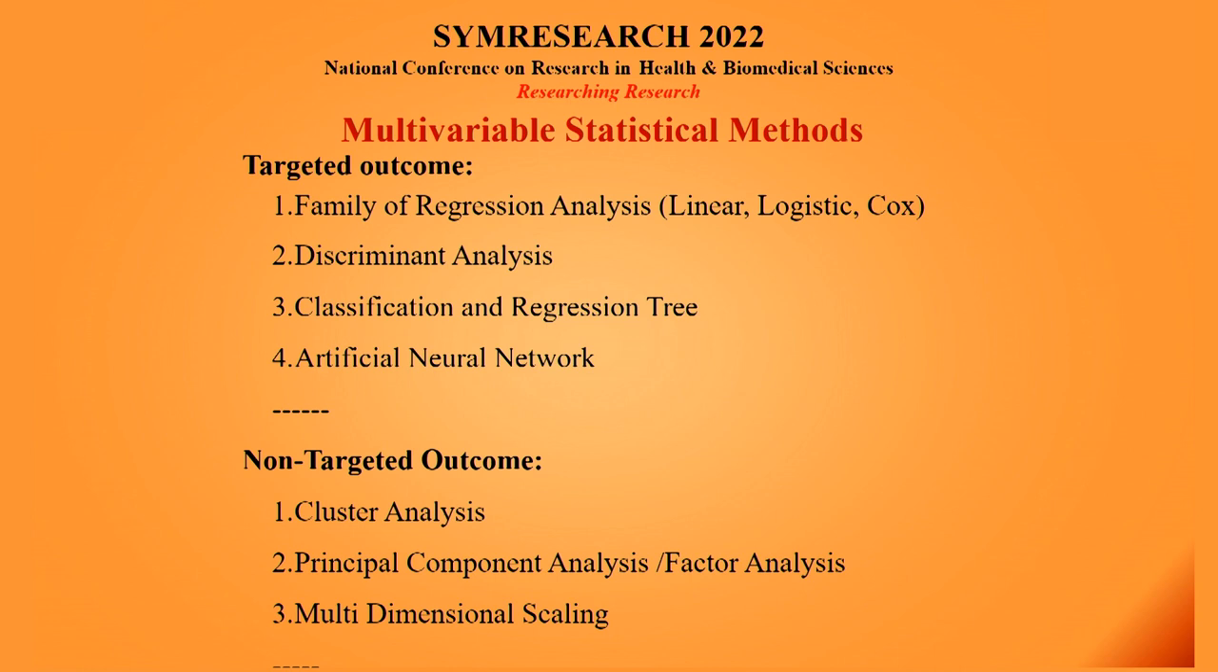There are a whole lot of methods, but we will just very briefly discuss these three, because these three are basically determined by the form of your dependent variable. So like artificial neural network or machine learning, all of these come under targeted outcome.